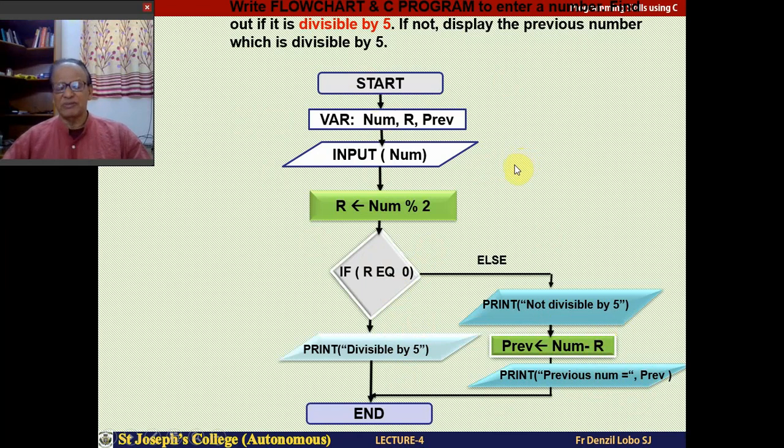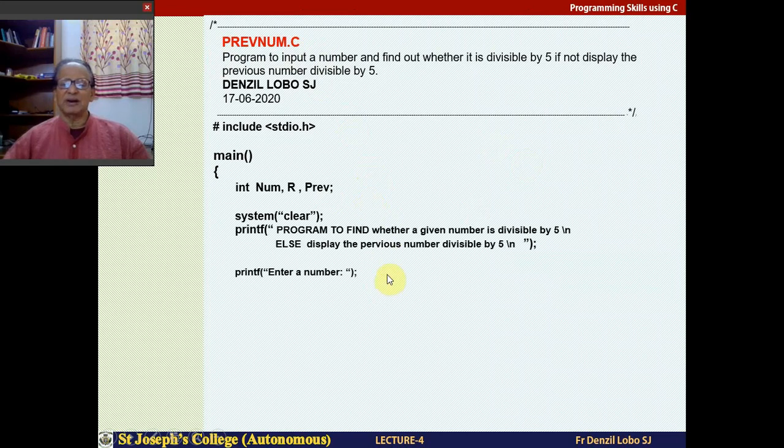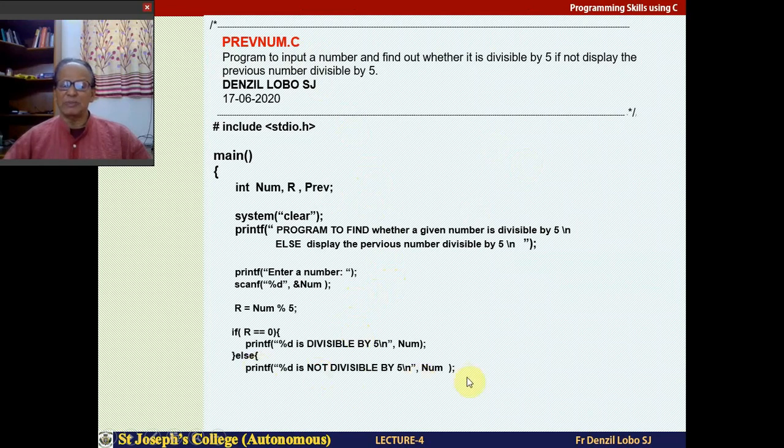Now you pause the video and write the C program. Again, previous number is the name of your program. So again, declare, clear the screen, heading, previous number, enter the number, find the remainder, and ask this question: if r is equal to 0, divisible by 5, else it is not divisible by 5, find the previous number, print the previous number, and you come to the end of your C program.